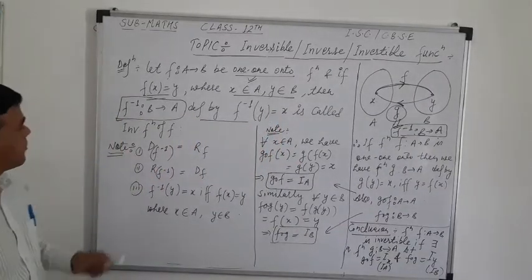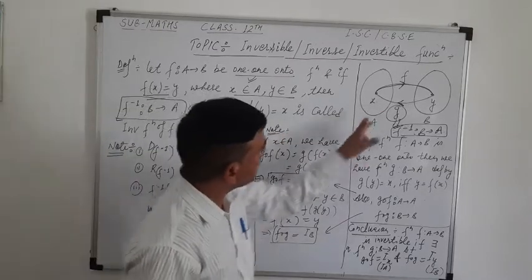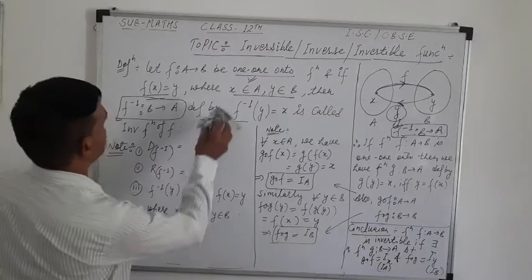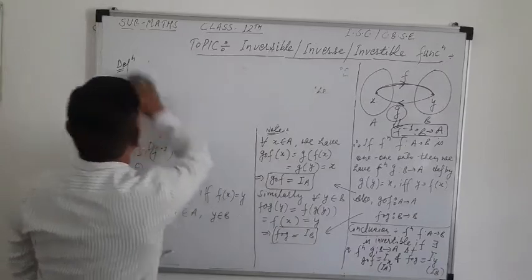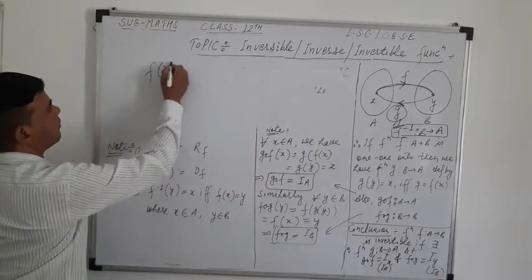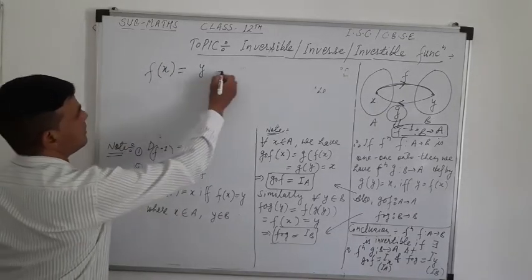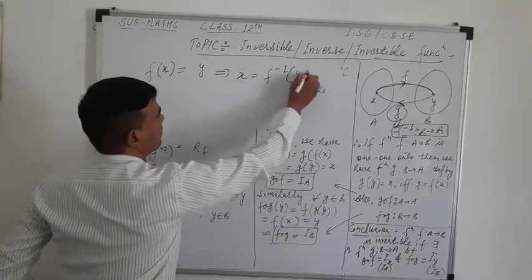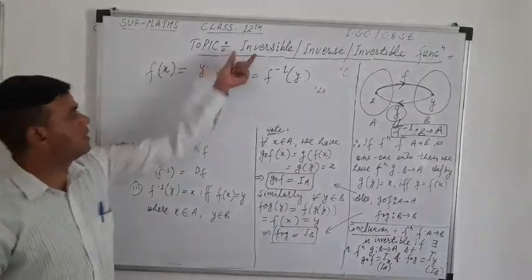Now come to some points here. You can easily understand from this figure, if f(x) is equal to y, let me first write this definition. If I write here, the value of the function at x is equal to y, and if we reverse this, you can easily get x is equal to f inverse of y. There are some results regarding this.